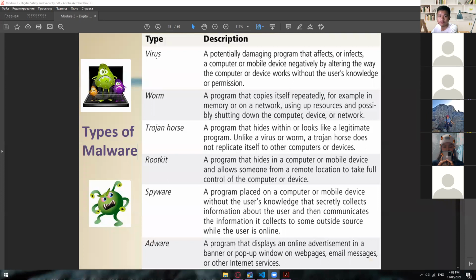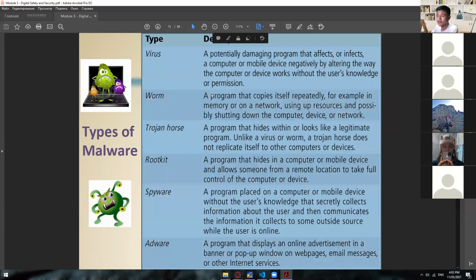All right, so let's start with virus. A virus is a potentially damaging program that infects a computer or mobile device negatively by altering the way the computer or device works without the user's knowledge or permission. Let's say you put a flash drive into your computer and execute a certain application, and it suddenly deletes some of your files and gives you a lot of errors. Then yes, we could consider that it is a virus because it is already destroying your computer.